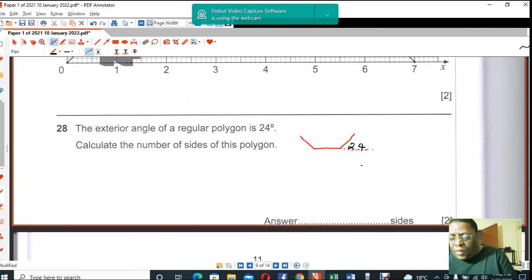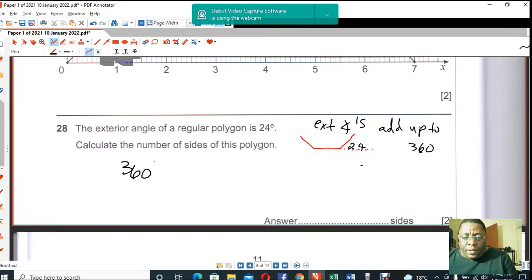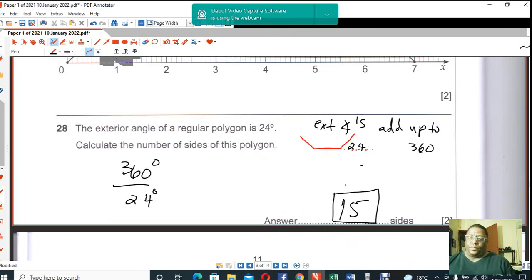One of the things you should know is that for a polygon, when you go around, the exterior angles all add up to 360. So in order for us to find the number of sides, we are going to divide 360 by 24. And you should get an answer of 15 sides. You can grab a calculator for that if you don't get it. But it will be a 15-sided polygon. Straightforward.